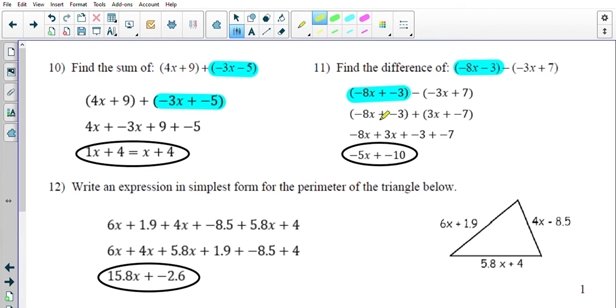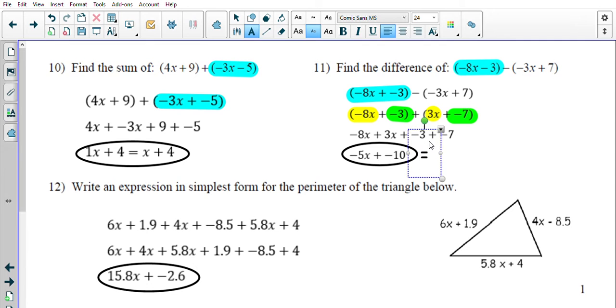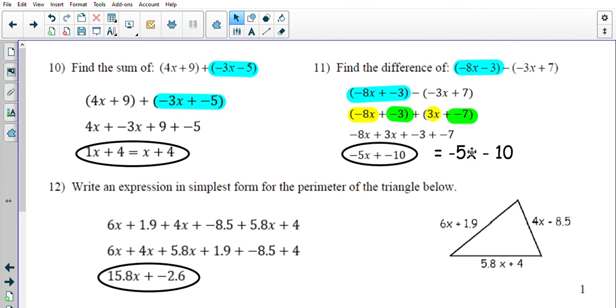So that's of course going to be our negative 8x and our 3x, and our constants negative 3 and negative 7. Negative 8 plus 3 for my x's is going to get us negative 5x. Negative 3 plus negative 7 is negative 10. If this is a multiple choice question, you might see the answer written as negative 5x minus 10, which is equivalent to negative 5x plus negative 10. Both are the same and both would be acceptable.